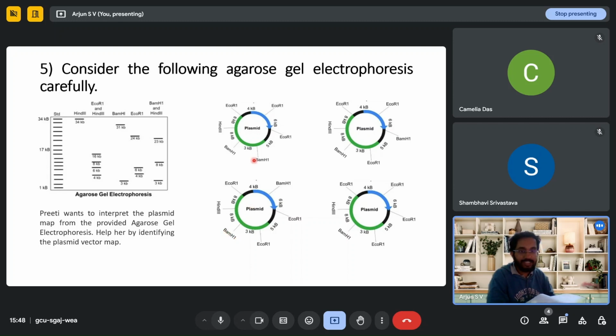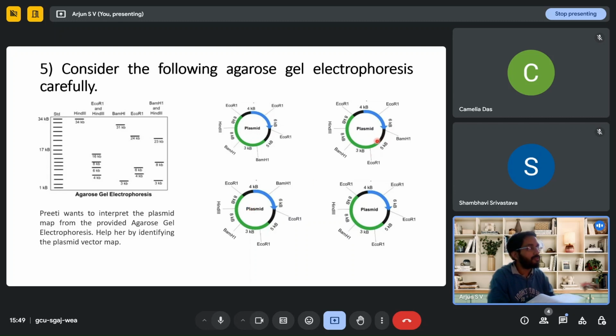But let's look at each case. Let's look at Shambhavi's case first, where she said C. So two BAM H1s are there. If BAM H1 cleaves here and here, then let's see what will be the molecular weights of each of the strands. It will be 8 plus 8 plus 4, 20, and 3 plus 5 plus 6, which is 14. So 20 and 14. But what we are getting here is 31 and 3, which is not the case. So C can't be the correct answer.